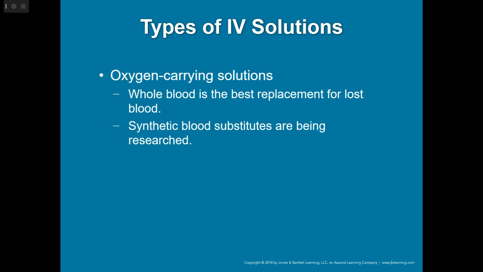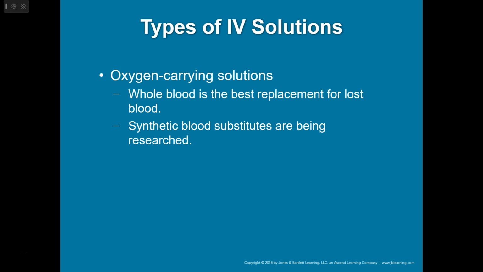Oxygen carrying solution. So fluids, like we mentioned, saline, lactated ringers, D5W, any of those don't have any oxygen carrying capabilities. Whole blood or packed red blood cells is going to be the only thing that we can give that has the capability of oxygen carrying. Okay. It is obviously the best replacement for lost blood. If someone's bleeding out a liter, you can give them a liter.